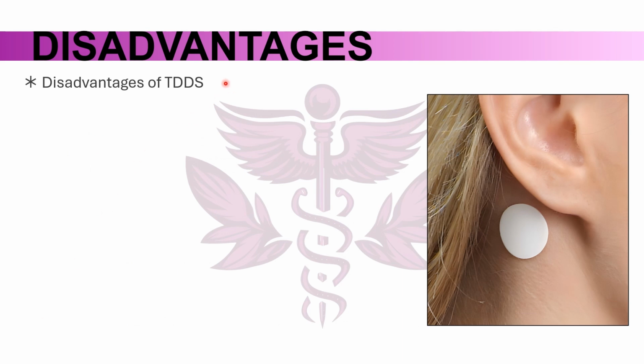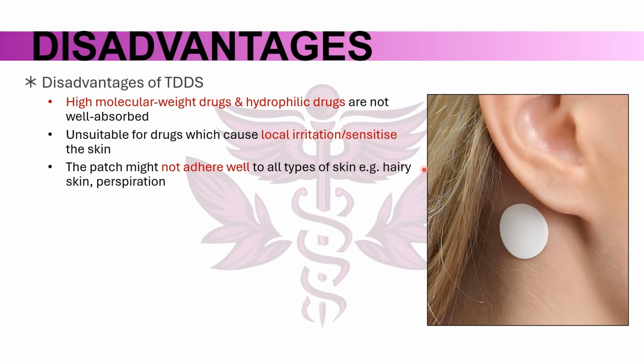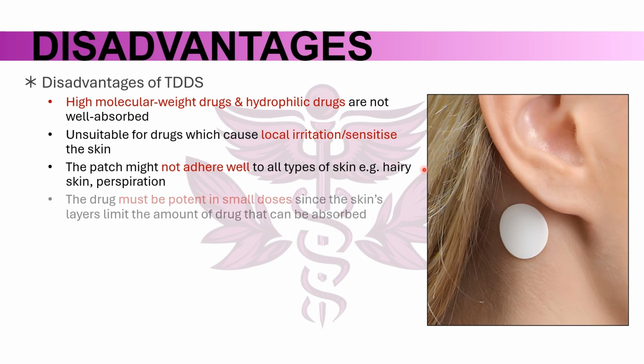Their disadvantages, though, are that high molecular weight drugs and hydrophilic drugs are not well absorbed by the skin. They are unsuitable for formulation of drugs which cause local irritation or sensitize the skin. The patch itself might not adhere well to all types of skin. For example, what if our patient has hairy skin? What if they sweat a lot? All of these are factors which deem transdermal drug delivery systems unsuitable. And finally, the drug must be potent in small doses, since the skin's layers limit the amount of drug that can be absorbed.